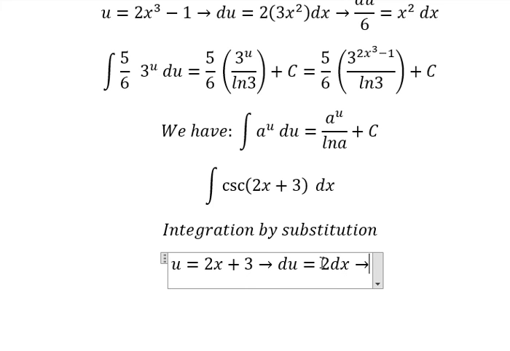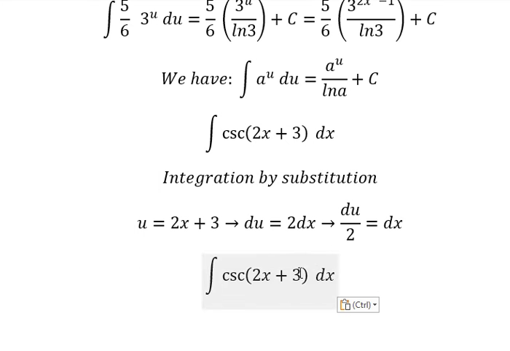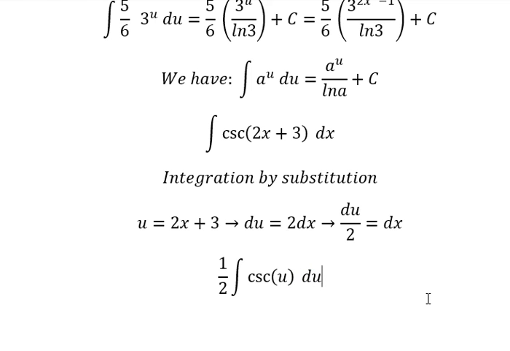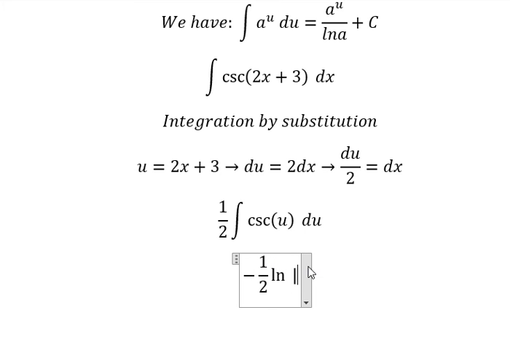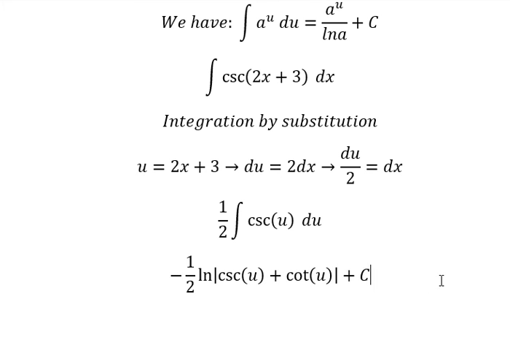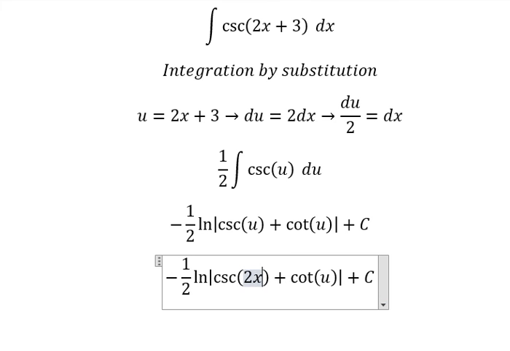Later we divide both sides by number 2. So this one we change by u, ds we change by this one. The integration of cosecant of u, we have negative ln of the absolute value of cosecant of u plus cotangent u. And then I will put plus c. About u, that is 2x plus 3.